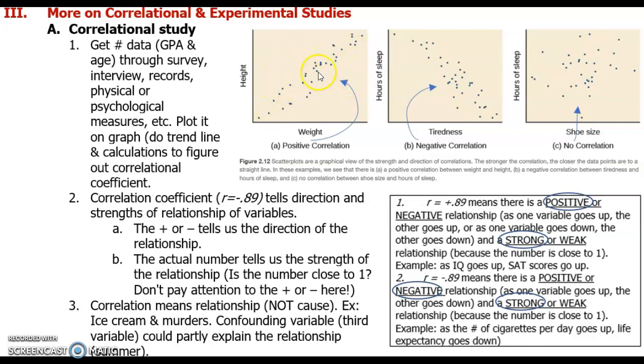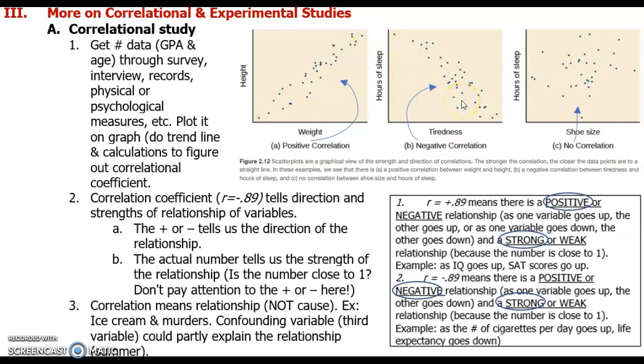So this graph over here has all these little dots. Each dot is one person's information. And you plot these all and you can see a trend, you can see a pattern. And this one shows a positive correlation. As one variable goes up, the other goes up.